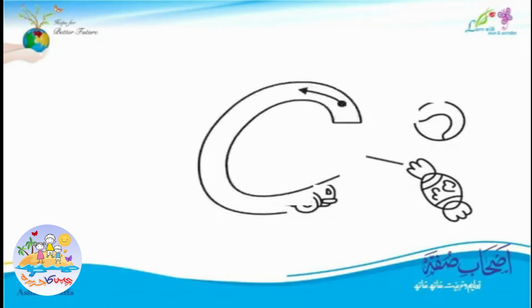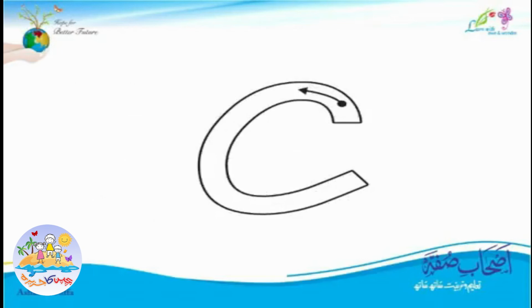Can you tell me what is this? Tell me please. K. Yes, it is K. Now you have learned the letter K. Well done.